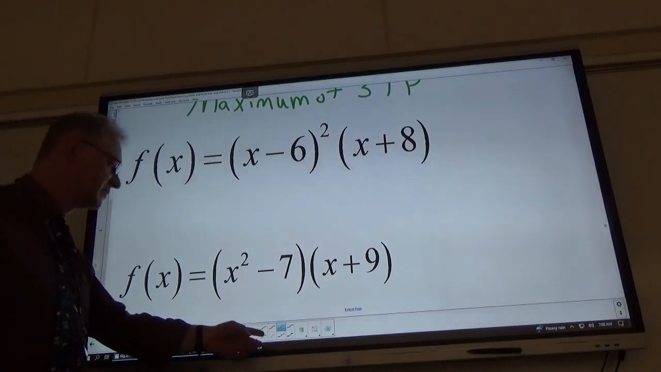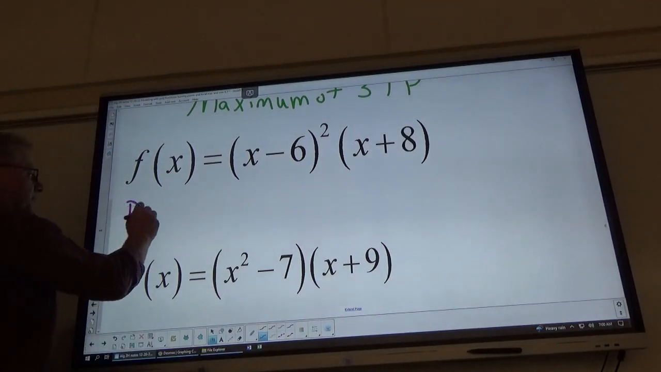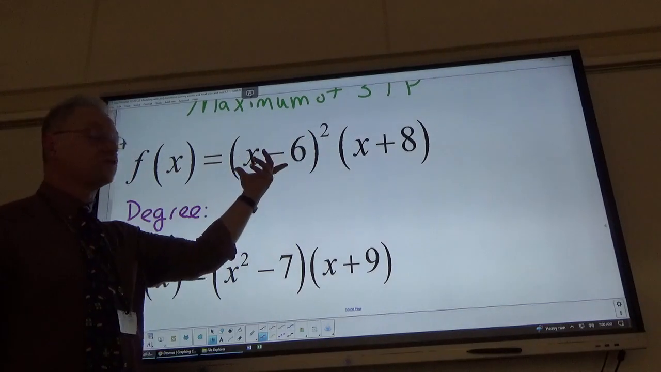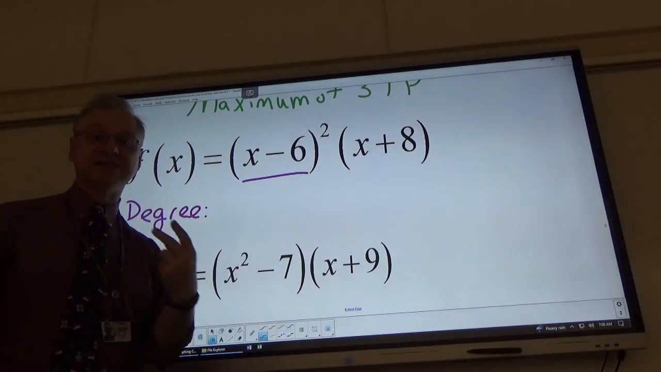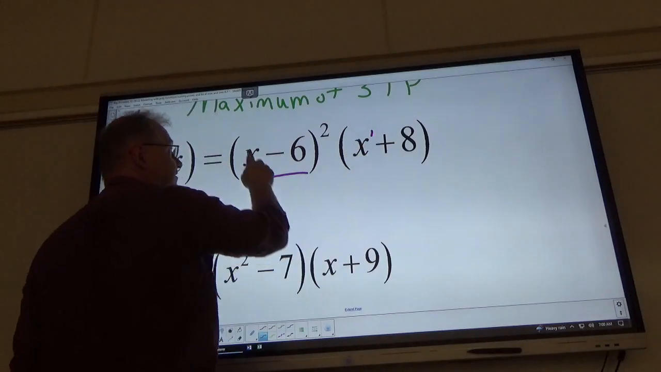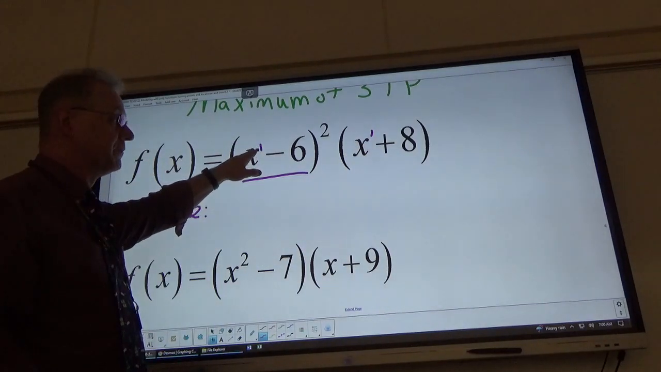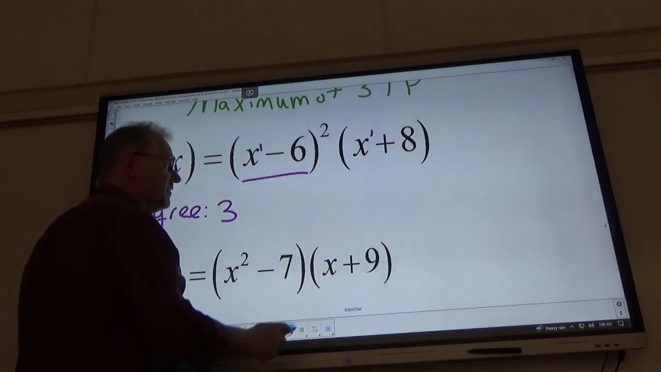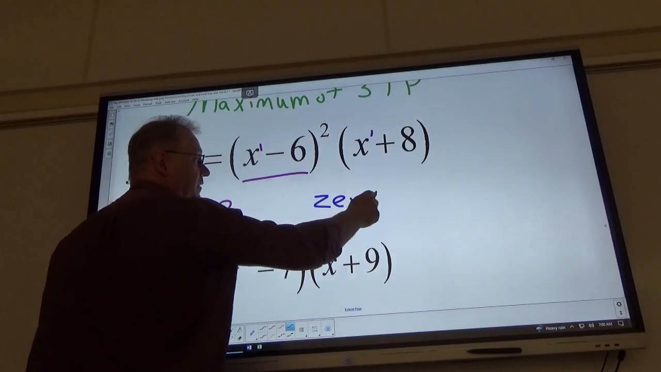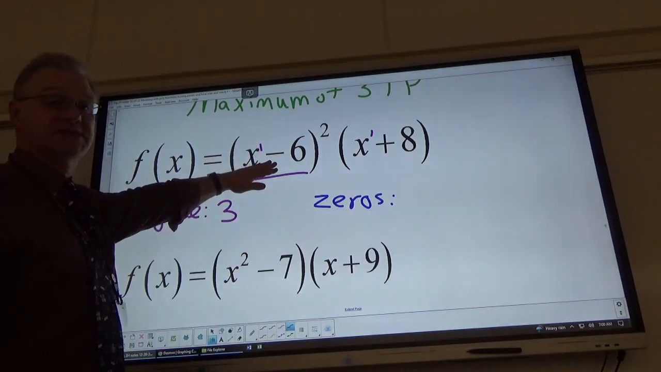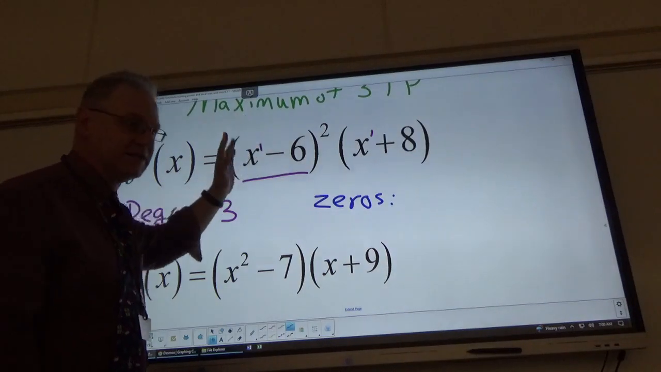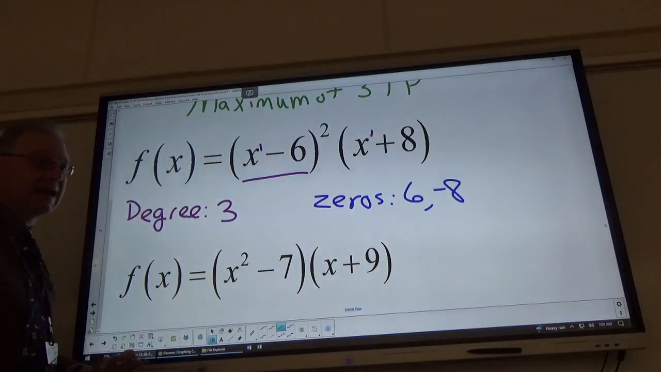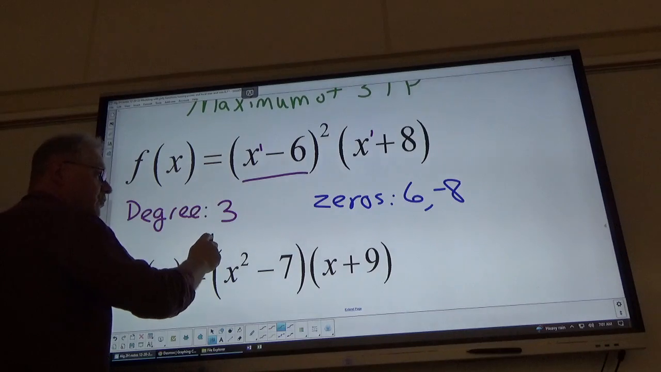All right, now that you've had the opportunity to try it on your own, degree. The degree for this one, remember, a square means to write it twice and multiply. So this thing is listed twice, and this one once. Well, I've got 2 1s from this one, and 1 1 from that one, a total degree of 3. The zeros: x equals 6 twice, so we only list it once. x equals -8. This is definitely a maximum of n-1, 2 turning points.